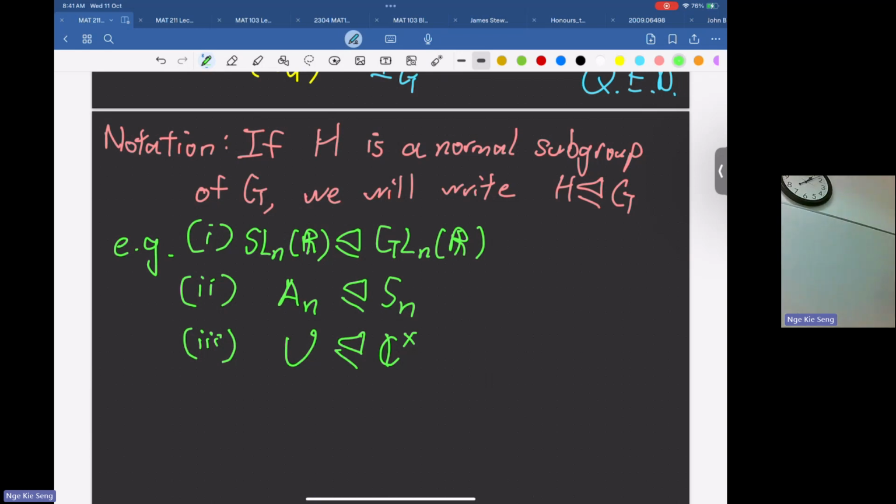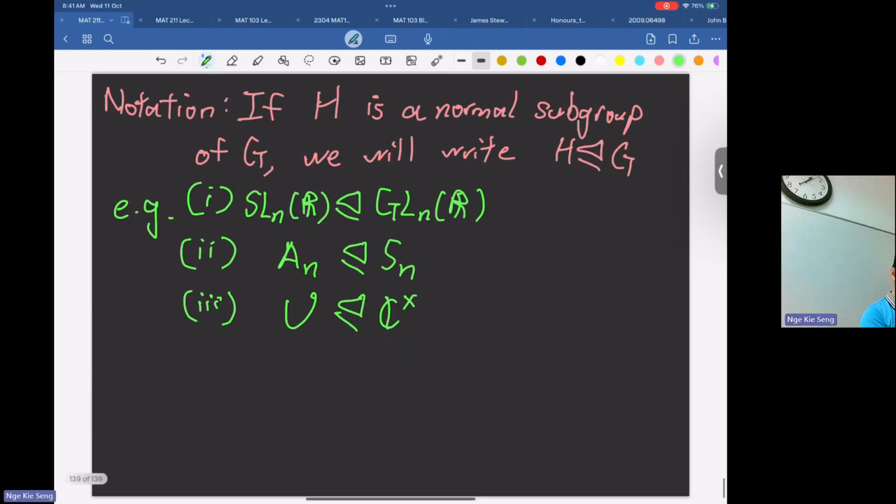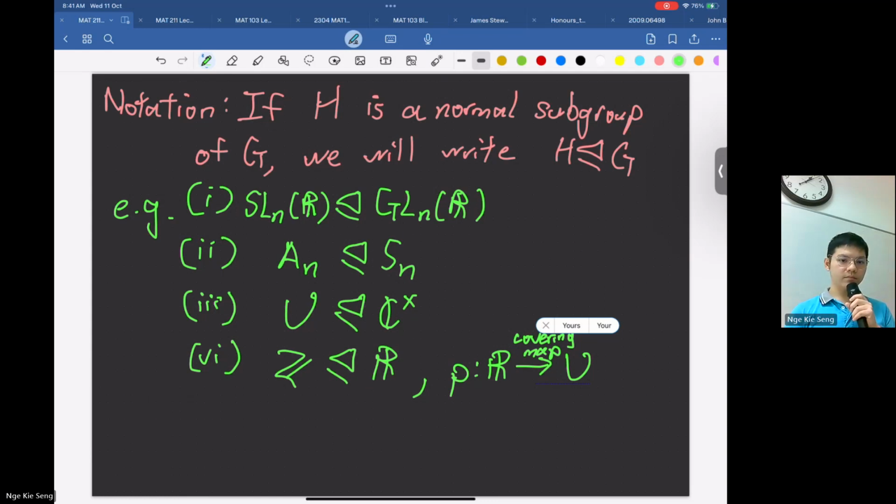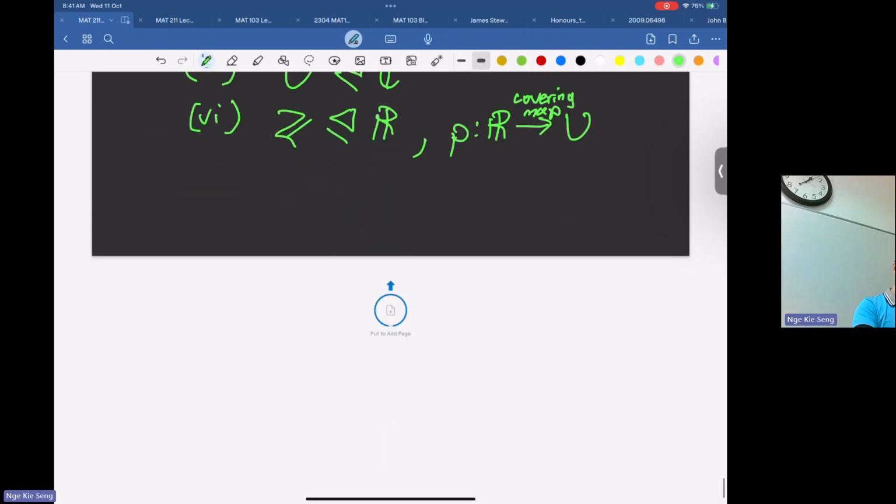How do you do it? You have to apply it with the conjugate. And then what's the normal subgroup in R? What we met is Z, when we consider the ring map. Okay, so these are the examples.